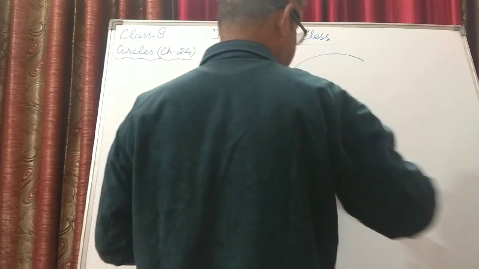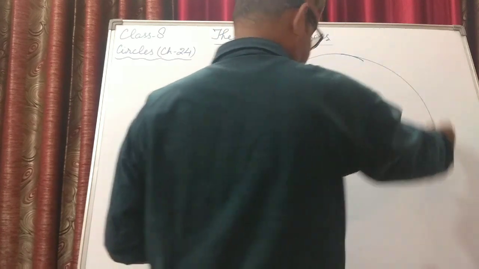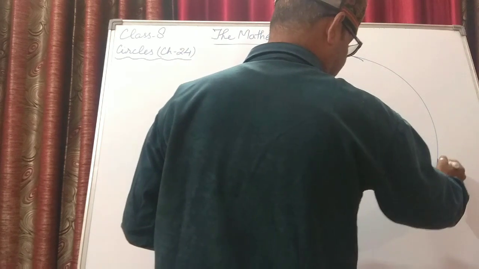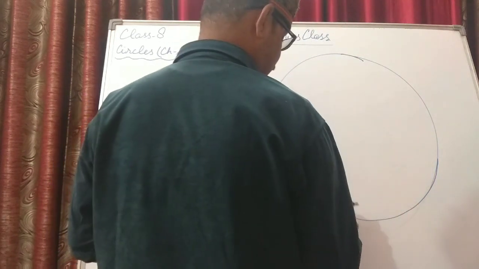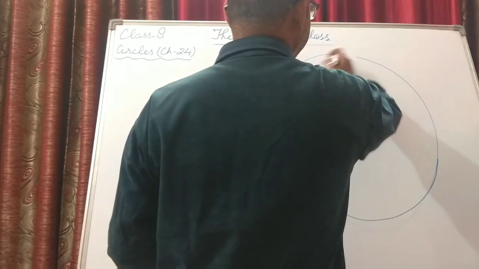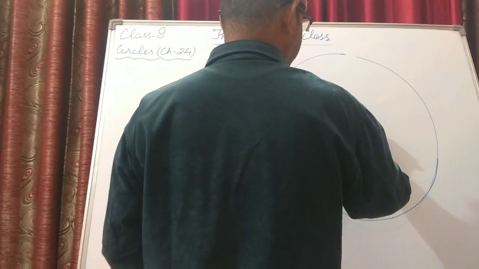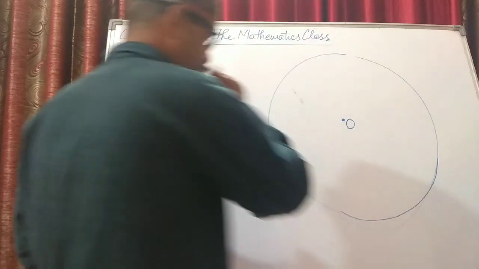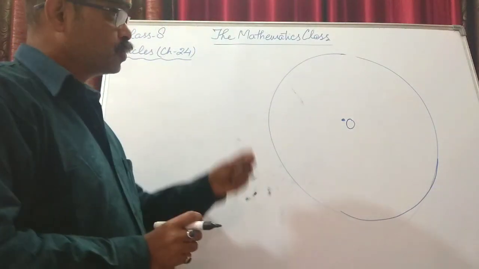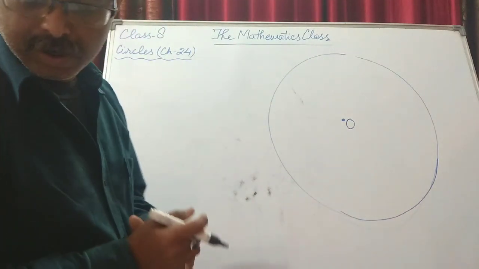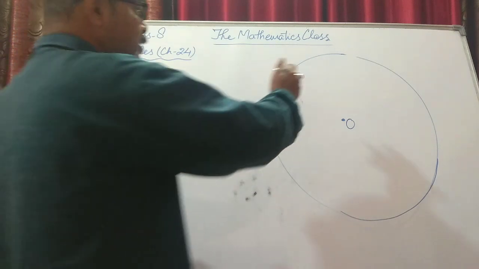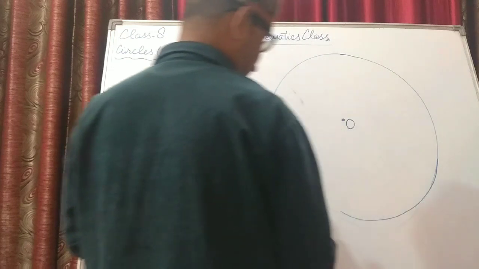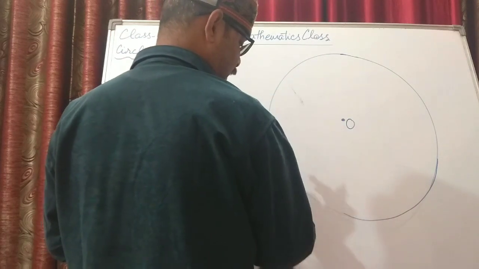Now first of all we will discuss what is a circle. So let us say that this is a circle for us. Now what is a circle? You can see that this is a point. I am naming it as O, which is known as the center of the circle. Circle is a closed curve. It is closed from all the sides.